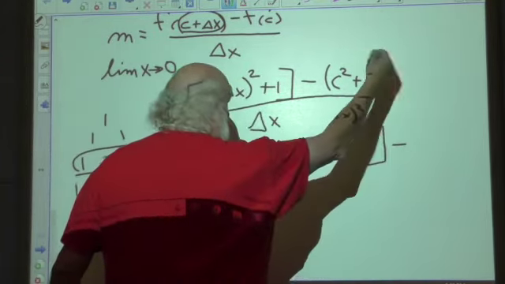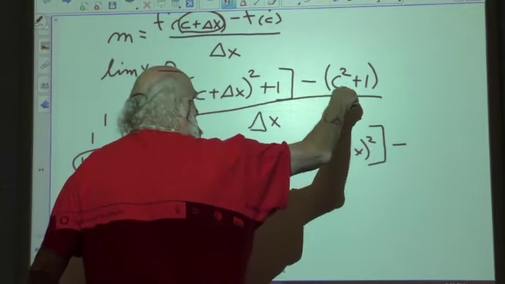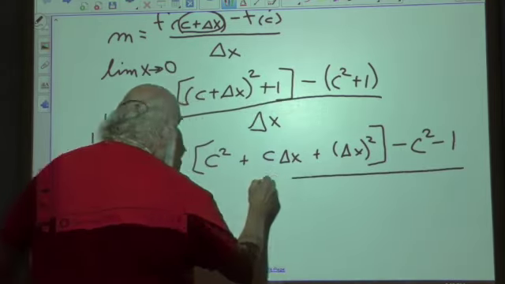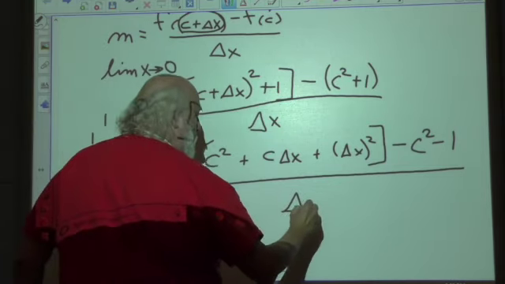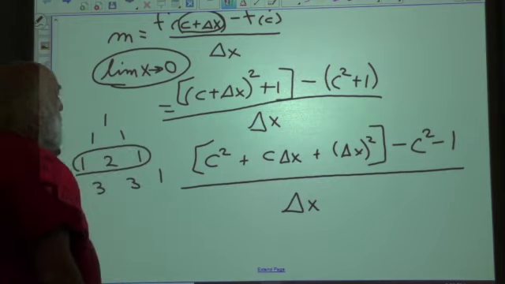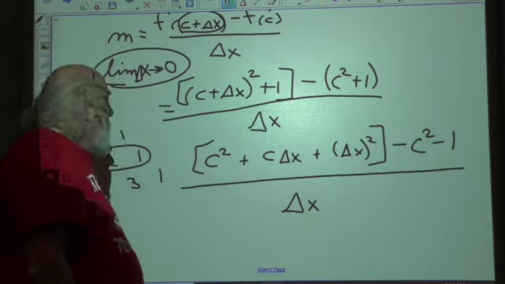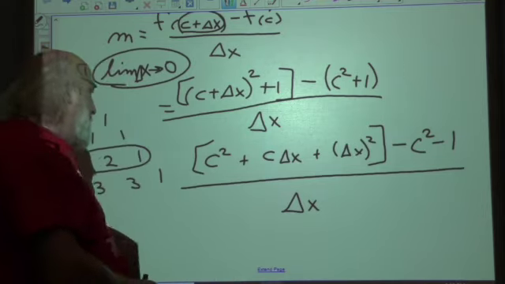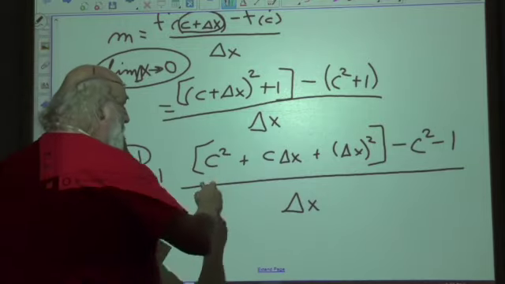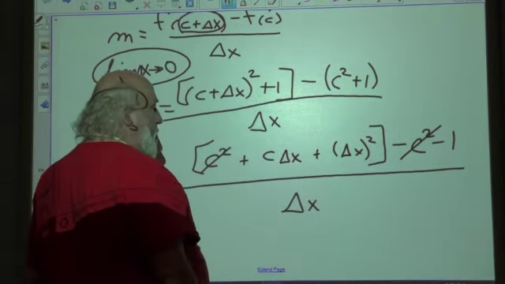All that minus c squared plus 1, but the negative sign changes the signs for both. So it's negative c squared minus 1, all over delta x. And remember, we're dealing with the limit as delta x, not x, approaches 0. So now we combine terms here. We got a c squared here, and negative c squared there. They cancel out. Okay?